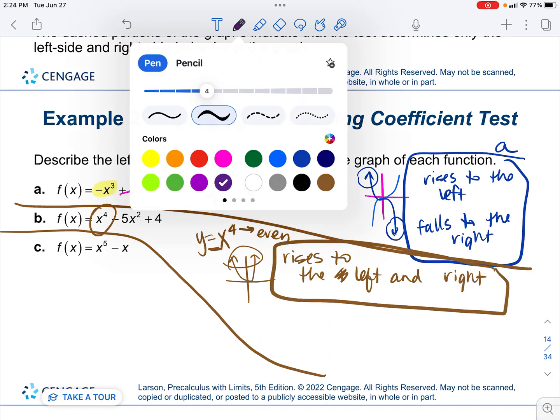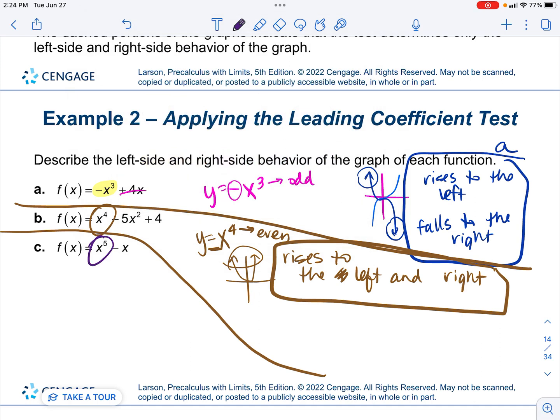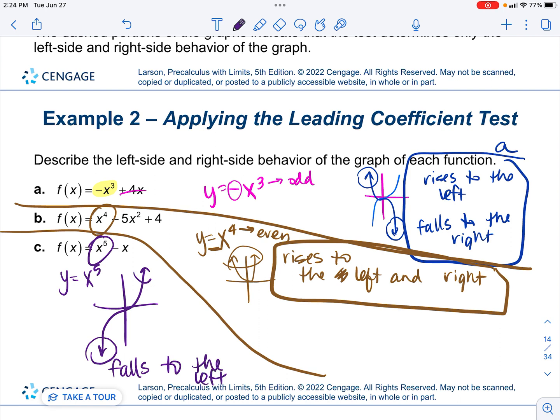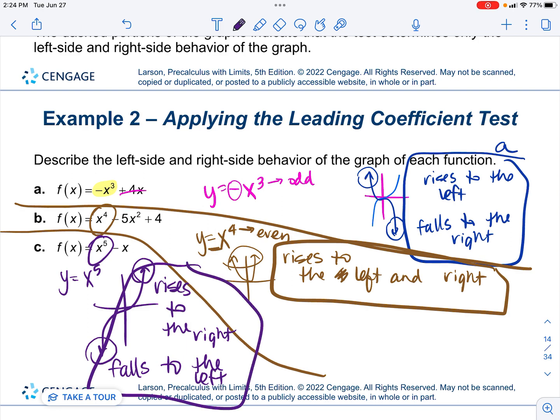All right, last one is C, so we have x to the fifth. That's our largest power. We're talking S curve because it's odd, and it stays like that because it's a positive a value. It's not been flipped. So here I'd say falls to the left, and rises to the right. That's for part C.